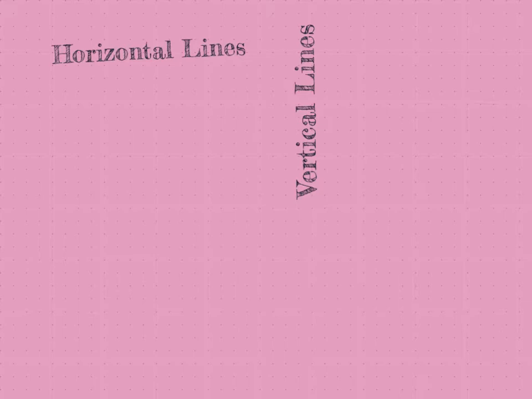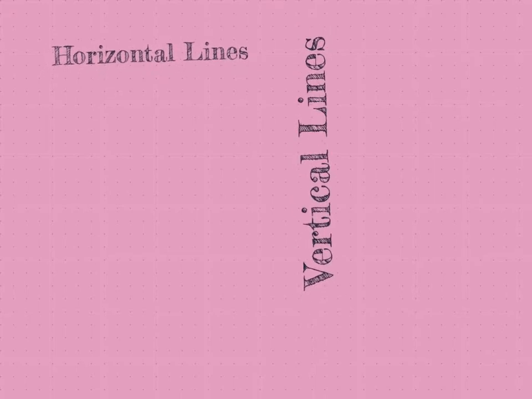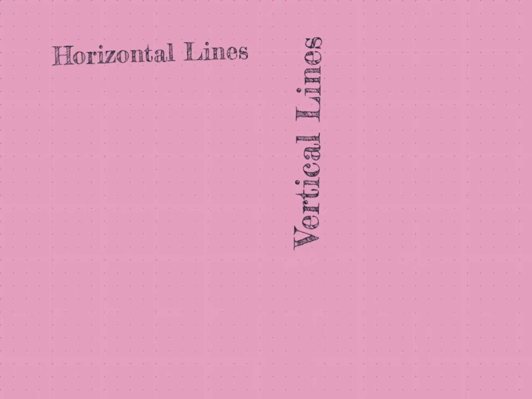Okay, next we're going to be exploring specific types of lines. These are specific types of relations. A horizontal line and a vertical line. Horizontal is going across left to right, and vertical is going up and down. So that's the English part of this. Let's get into the math part with how to write these mathematically.